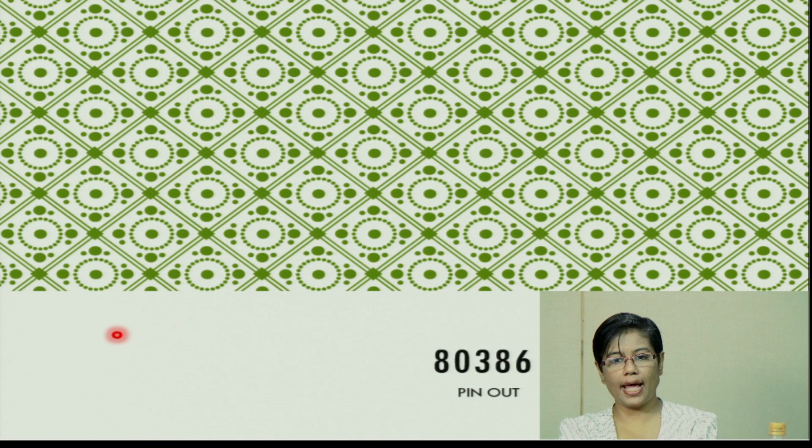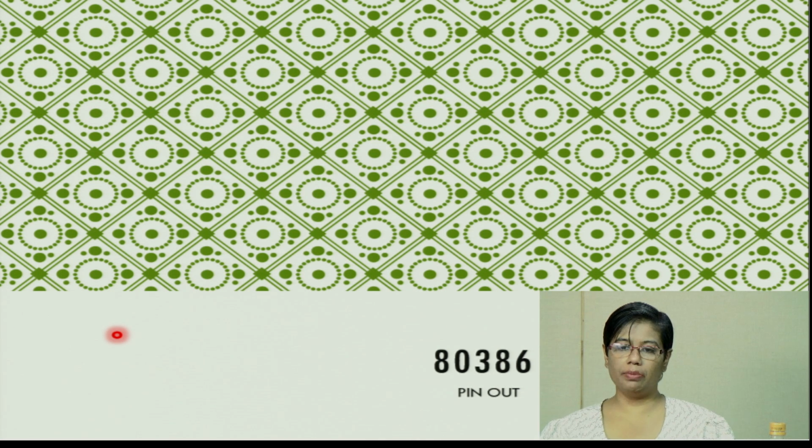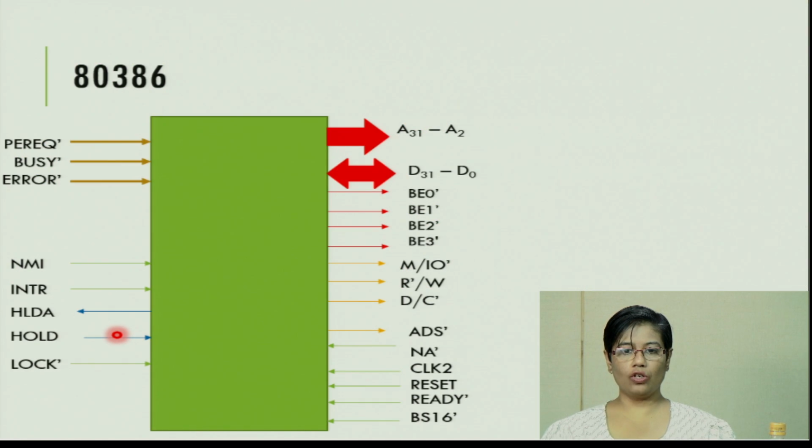In this session, we'll have a brief look at the pinout of 80386 to see what signals are available with 80386. These signals actually make more sense when we start using them for different purposes, which we will do as we go through the session. So this is the pinout of 80386. It's quite similar to 80286 or 8086. They have a lot of common signals.